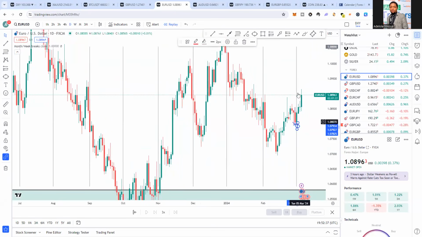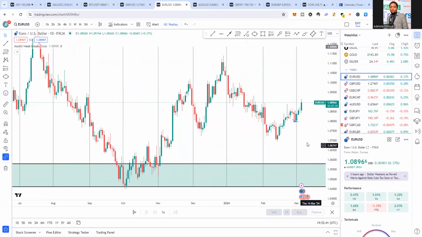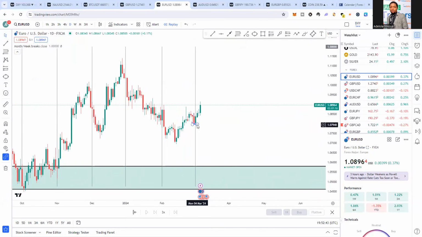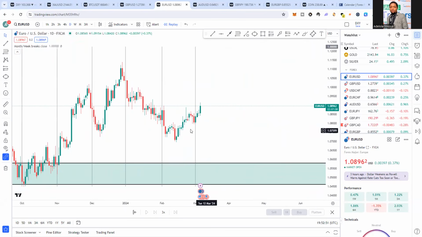See that support here? You see that support? Guys, can you see my screen? Did you see that support? The same support that we have on the 1 hour time frame, where price bounced off.